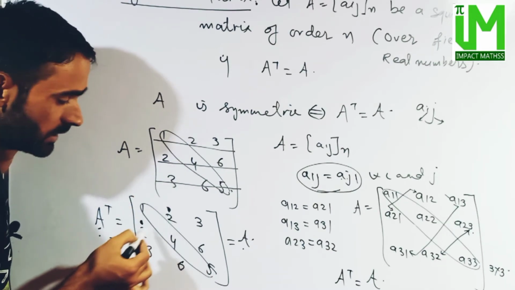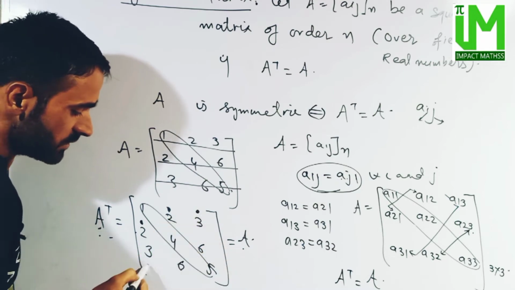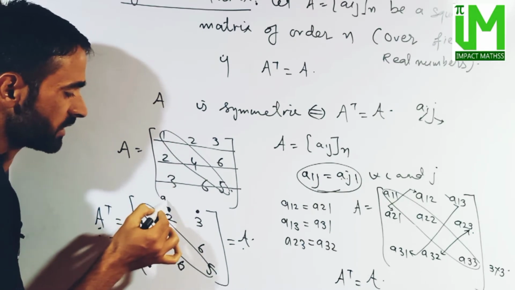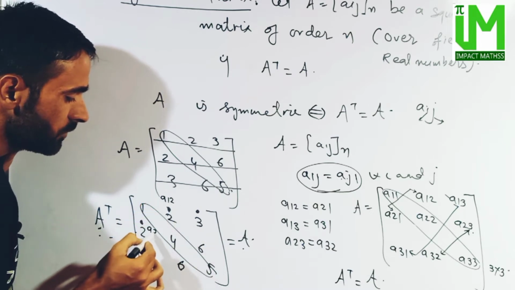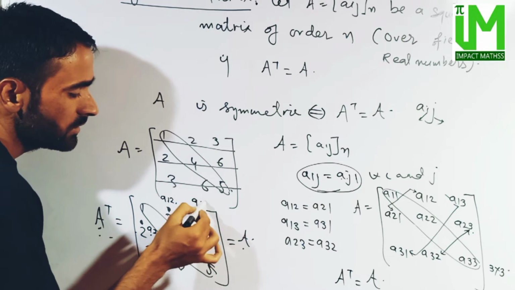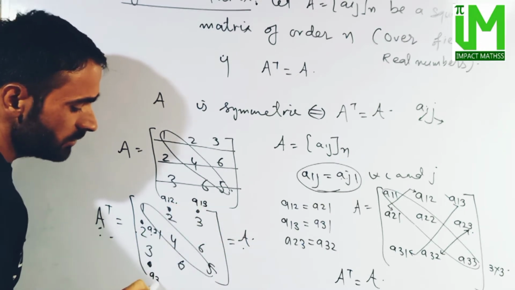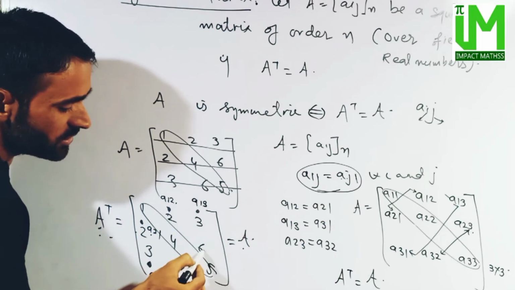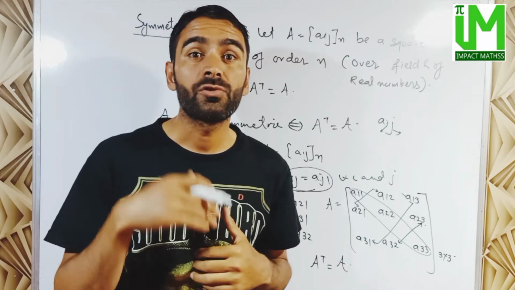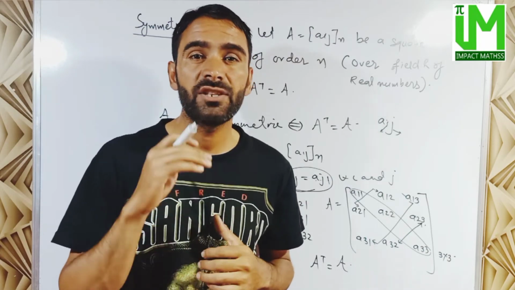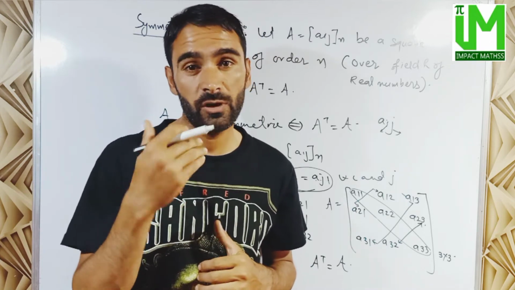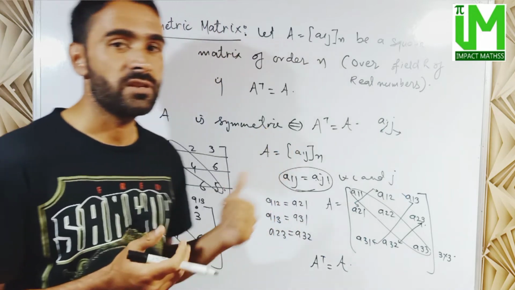यहाँ पे 2 and 2, this entry and this entry has to be equal because this is A12 and this is A21. A12 A21 के बराबर होनी चाहिए. A13 has to be equal to A31 and then this entry 6 और 6 ये वाली entries आपस में same होनी चाहिए. So to sum up all this, we say a square matrix is symmetric matrix if its transpose equals to the original matrix A, that is if A transpose is equal to A.